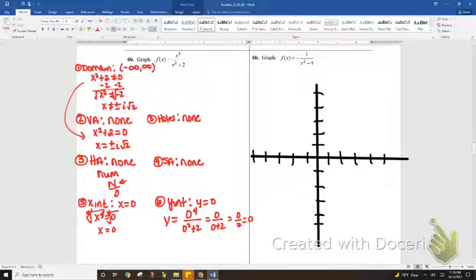Alright, so let's see. No vertical asymptote. No holes, no horizontal asymptote, no slant asymptote. X-intercept and y-intercept are both at 0.